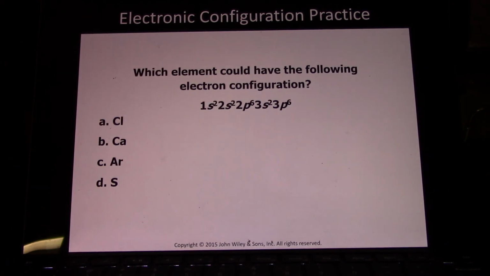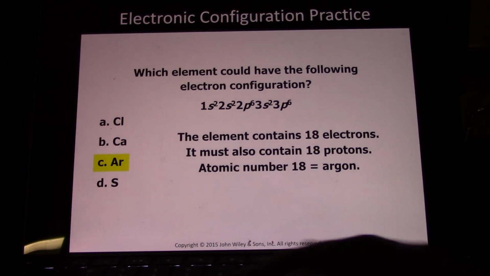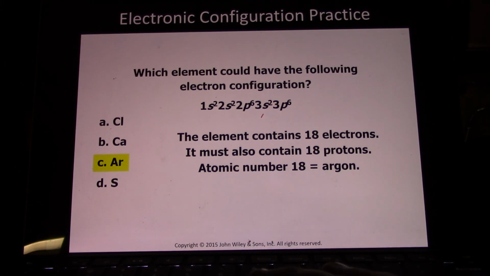Which element would have this following configuration? That'll be argon. 1s2, 2s2, 2p6 takes us to neon. 3s2 will take us to magnesium. 3p6 takes us to argon. And the way to double check that is just add up the superscripts. 2 plus 2 is 4, plus 6 is 10, plus 2 is 12, plus 6 is 18. 18 electrons in a neutral atom, that's atomic number 18, has to be argon.